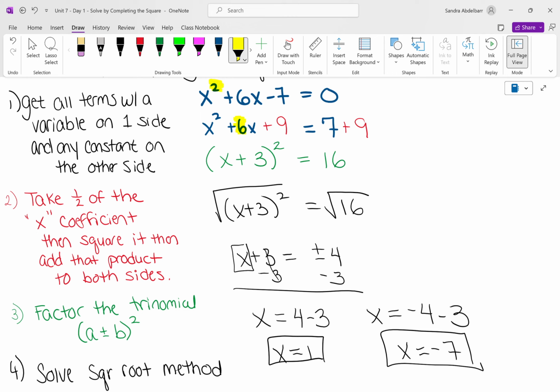X squared, exactly. So the highest degree of the polynomial tells you how many solutions you should get. So because the highest degree here is 2, that means we're going to get 2 solutions. Doesn't always mean that all our solutions are real numbers. Sometimes they end up being imaginary numbers, but it will tell you how many solutions you have. The highest degree, the highest exponent on the polynomial tells you how many solutions you should have. All right, let's do a little bit more with this.